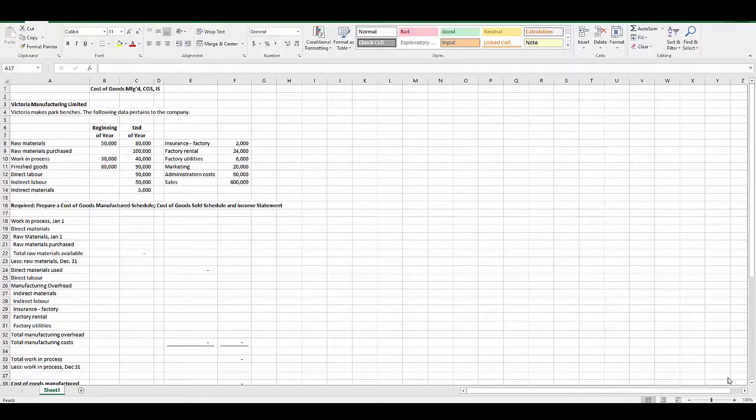So the problem that we're looking at here is called Victoria Manufacturing Limited. And Victoria Manufacturing makes park benches. And you have in front of you in your problem the data set that pertains to the company. So to illustrate how to solve the problem, I'm going to take the given information and insert it in the schedule in the sections where each element should go. So first of all, we're going to look at our work in process schedule.